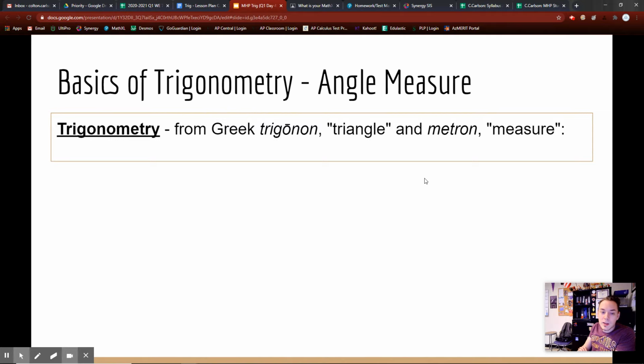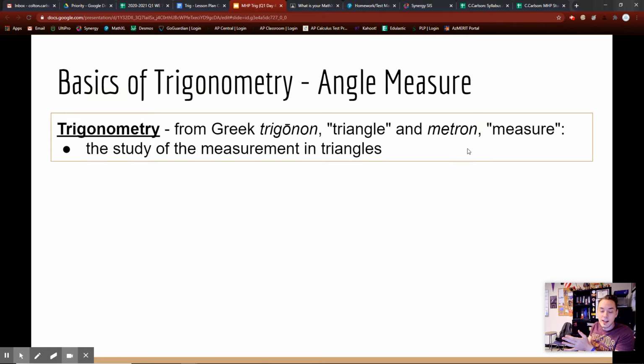So what are the basics of trigonometry? Well, first of all, it comes from the Greek word trigonon. I'm probably mispronouncing it a little bit because I'm white, but it does mean triangle, and metron means measure. So it's literally the measure of triangles. We have a whole class dedicated to the measure of triangles. Crazy, right? And really, the definition is just the study of the measurement in triangles.